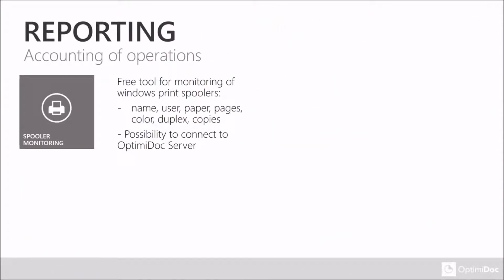Next part of the OptimiDoc functionality is the reporting. Inside the reporting, we can account the operations on the different devices. First devices are the local USB devices, or the devices which could be monitored only by the Windows spooler. For this, we have the print monitor, which can read the information like a name, user, number of pages from the Windows print spoolers and send this information directly to the OptimiDoc server.